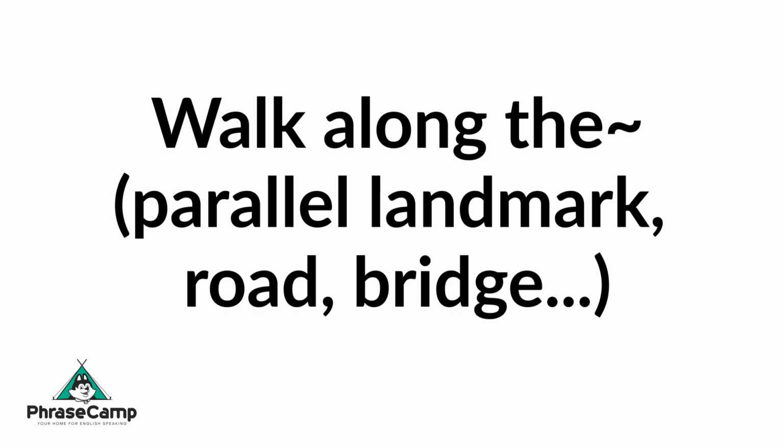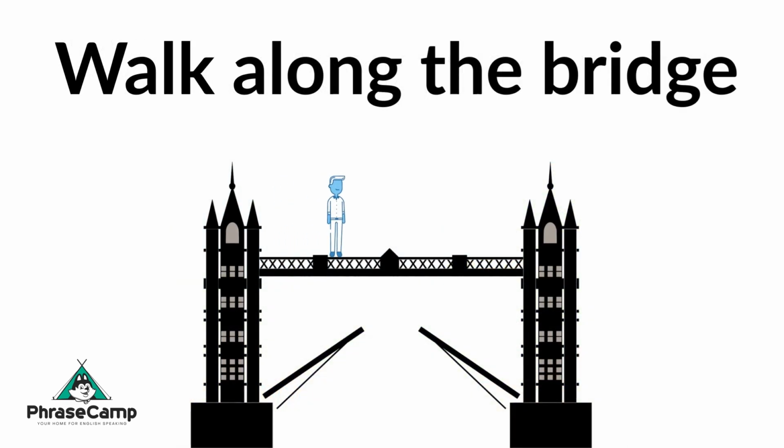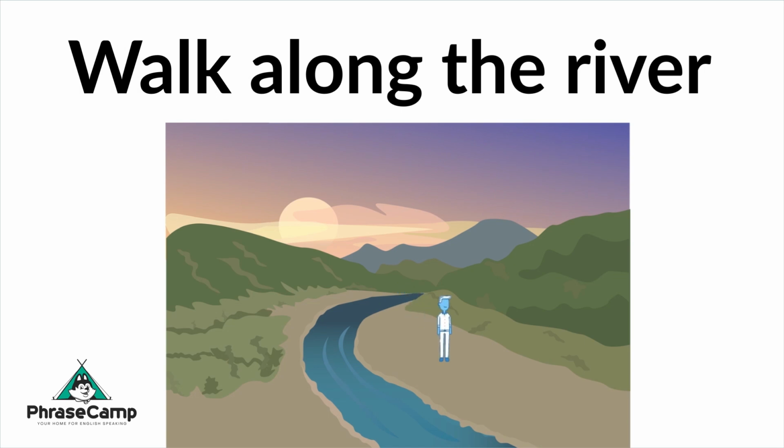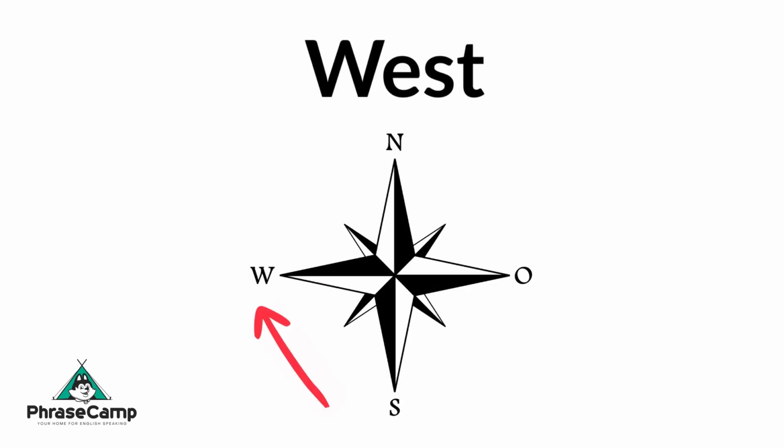Next, walk along the, then you can add a parallel landmark or a road or a bridge. For instance, walk along the road, or walk along the bridge, or walk along the river, or walk along this street, etc. Next, west.